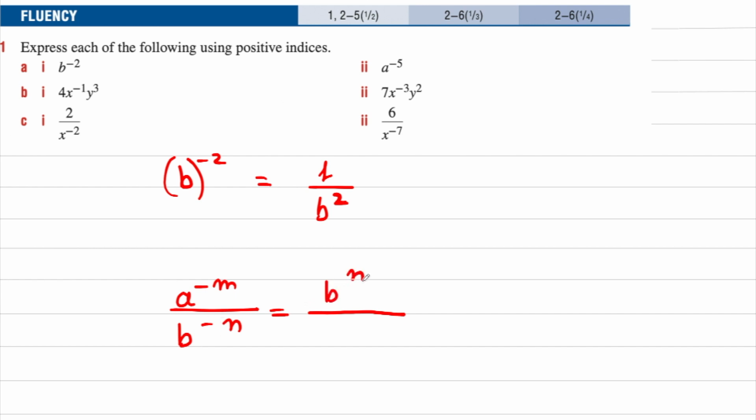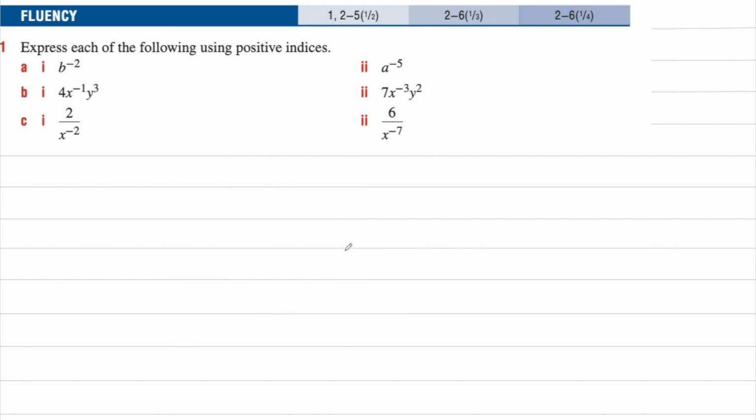b to the power of n will be here because here is the denominator. I convert this to the numerator. And for the new one, you have the numerator and then this will become the denominator like here. Minus m becomes m, minus n becomes n. Yes. And about question A, it is quite easy.